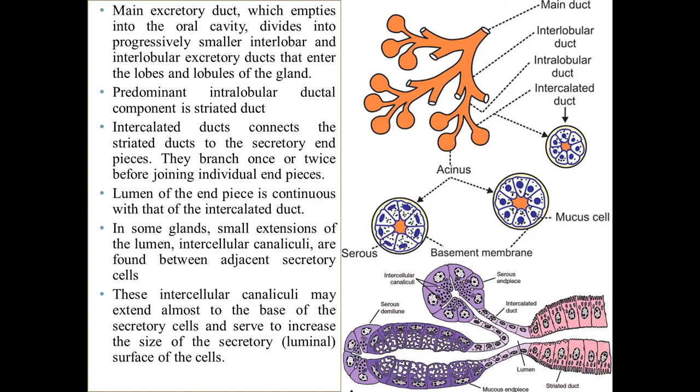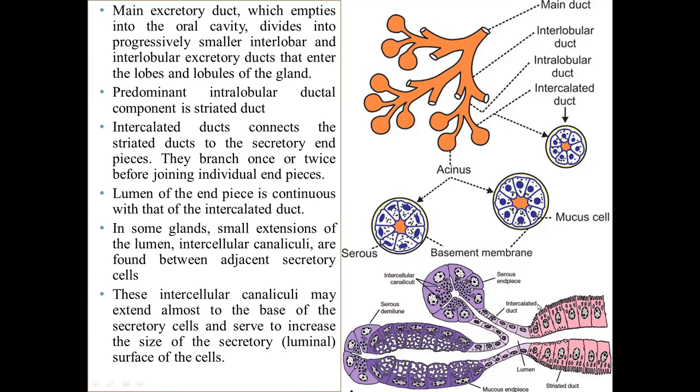The predominant intralobular duct component is mainly the striated ducts. First, this is the striated duct. Then this is the intercalated duct. These intercalated ducts connect the striated duct to the acini. Then these are the end pieces that we see in that grape. These end pieces are also called acini. The lumen of these end pieces is continuous with the intercalated duct lumen.